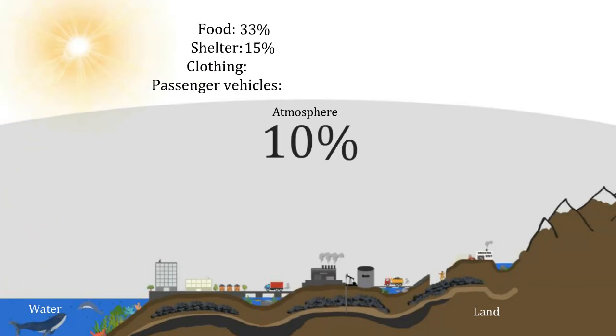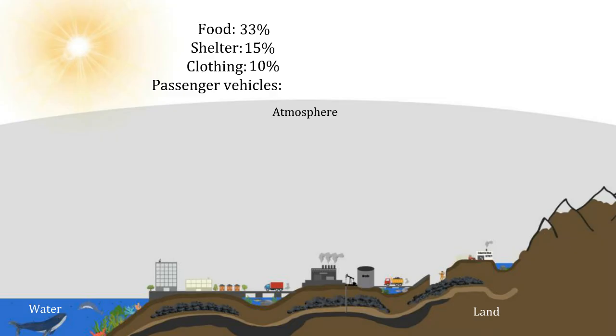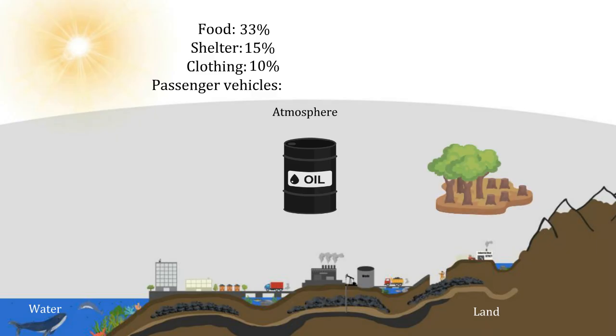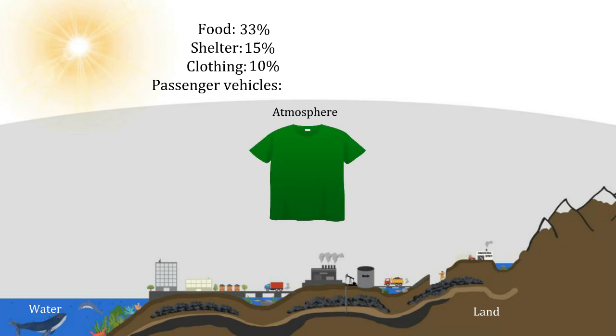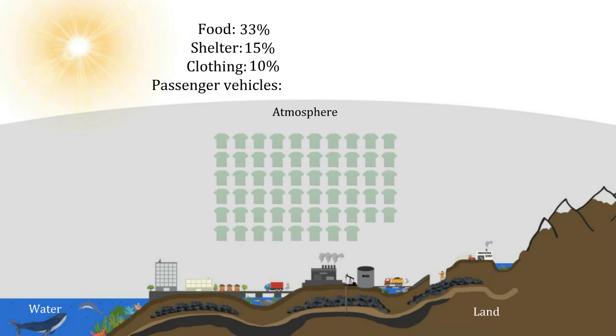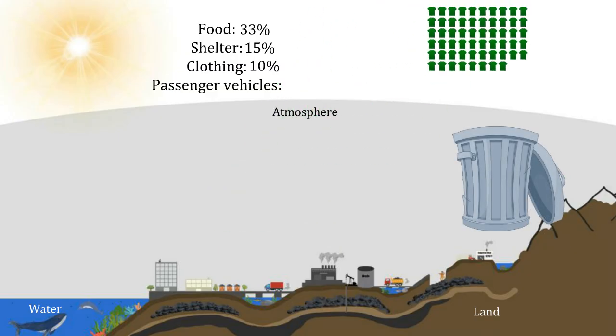The fashion industry is responsible for around 10% of global emissions. Half of those come from fast fashion, cheap clothing made quickly and in large quantities. Clothing relies on fossil fuels for synthetic fabrics, clear-cutting forests or soil degradation for cotton farms, and long-distance shipping. In the US, people buy an average of 58 new pieces of clothing a year, many worn just a few times before being thrown away.